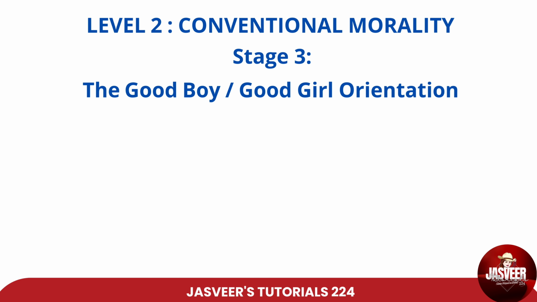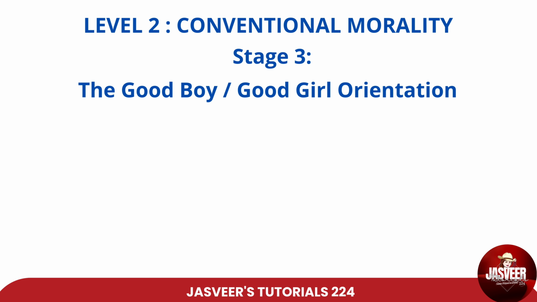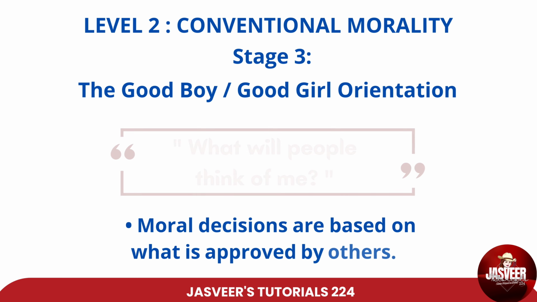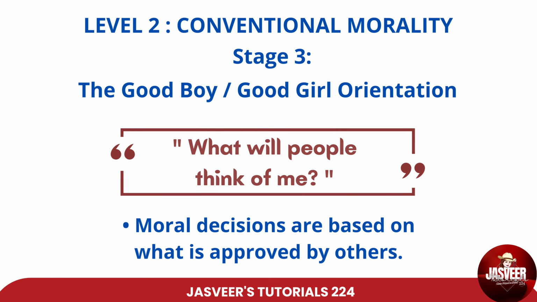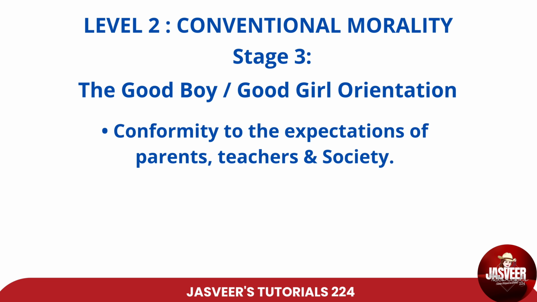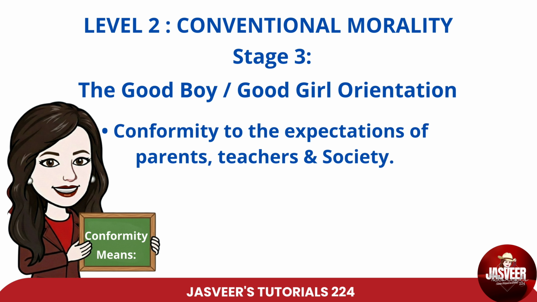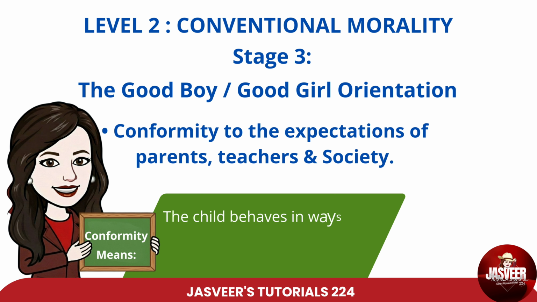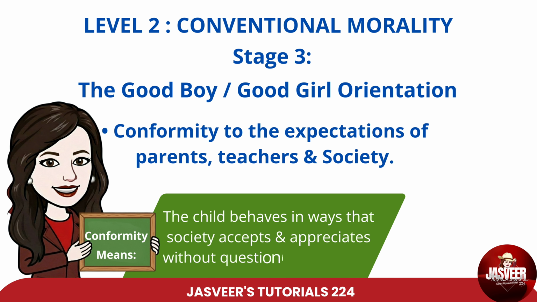Now we come to stage 3, which is also called the good boy, good girl stage. At this stage, the child strongly believes that what most people say is right must be right. The child doesn't question others. Instead, moral decisions are based on what parents say, what teachers say, what society approves. This is called conformity. In simple words, the child behaves in a way that society accepts and appreciates.